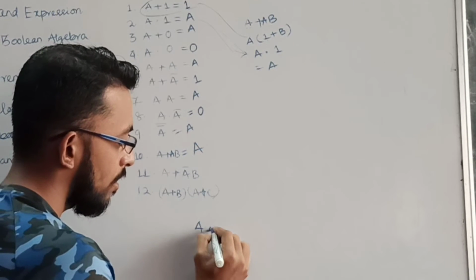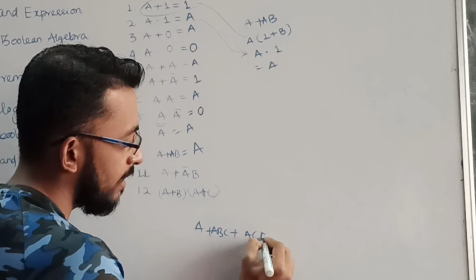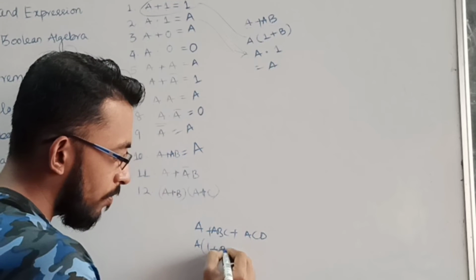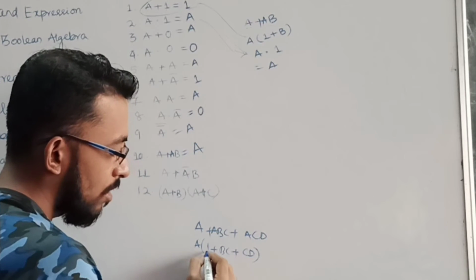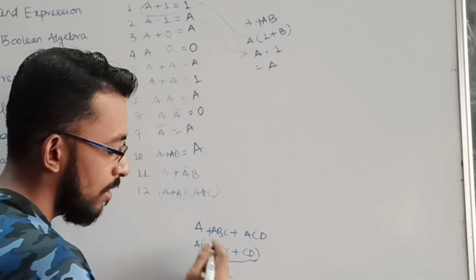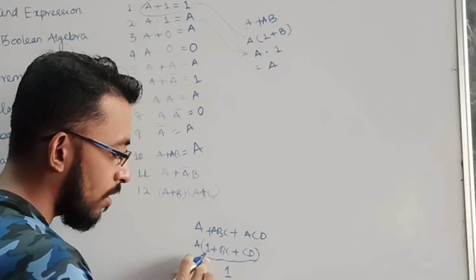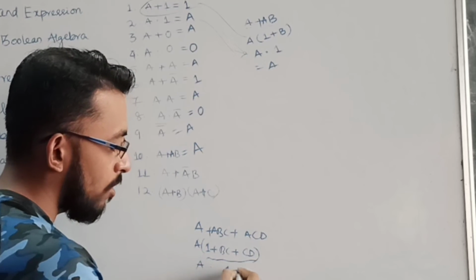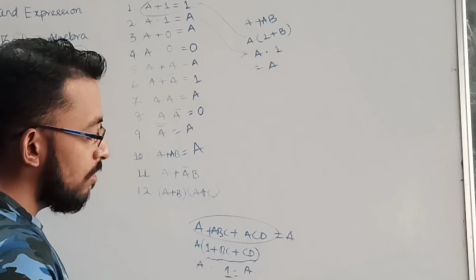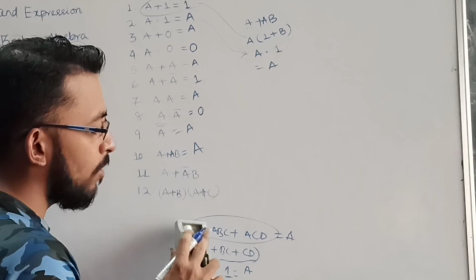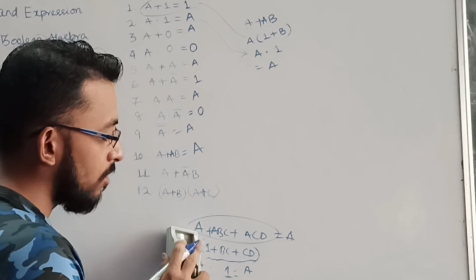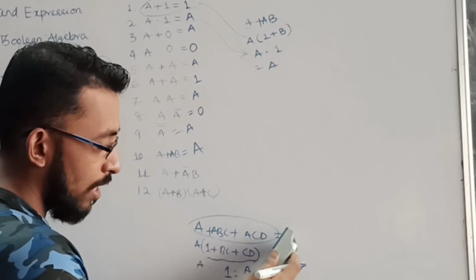A plus ABC plus ACD. What will be the value? I will take common A from here: 1 plus BC plus CD. Since something is added with 1, the output will be 1, because this is the OR operation. 1 OR 1 means output will become 1. Now A dot 1 will give me value 1. That means this value will give me value 1. Okay, so remember A plus AB, or A plus ABC plus ACD plus a long term, but in each term A is there, then the output will become A.